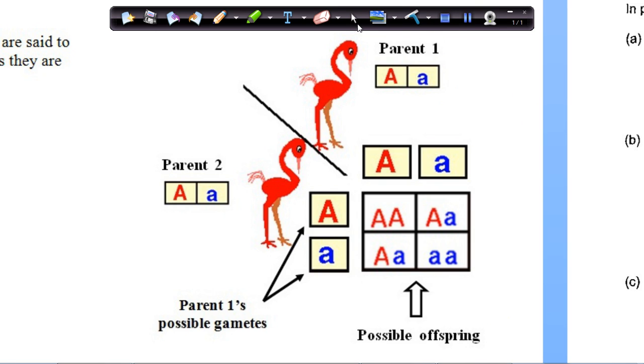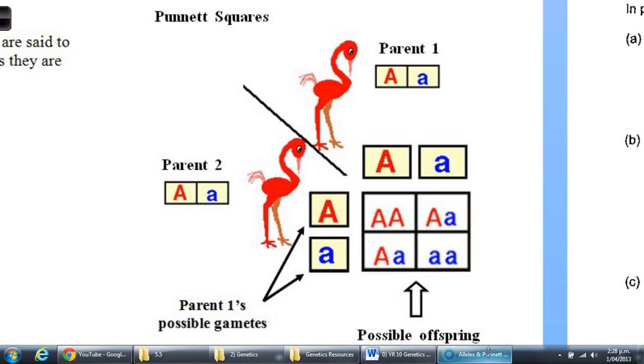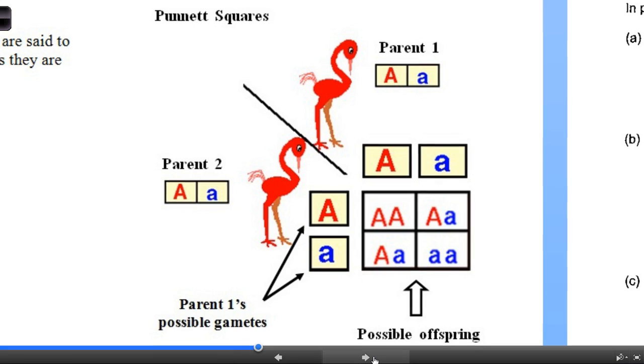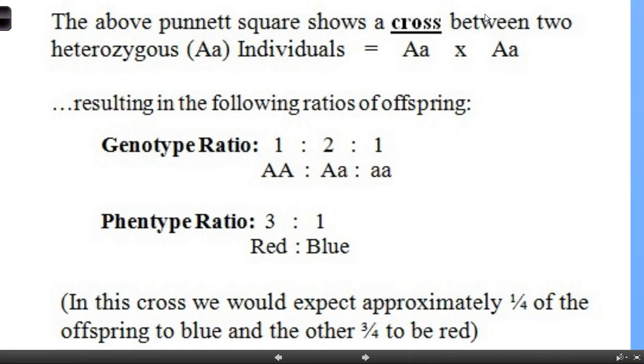Okay, let's wipe that and carry on. So that's basically how you do a Punnett square. Up above there, we've got a cross between two heterozygous individuals. Heterozygous means they've got different alleles. They're big A, little a. And that we can draw like this: big A, little a crossed with a big A, little a, another one that's the same.